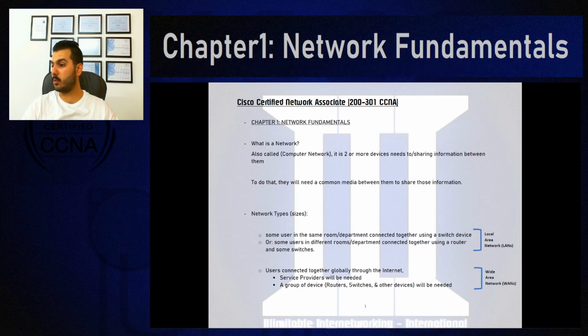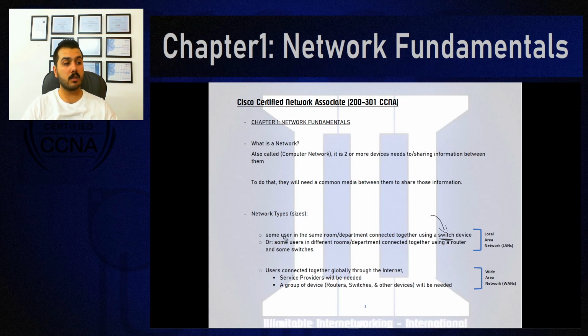Now, what is a switch? That is something we will talk about later. It is a networking device. We will talk about this more later. But firstly, the first sentence is that some users are connected together, but geographically they are in the same room or in the same department inside the company. This is called a LAN.